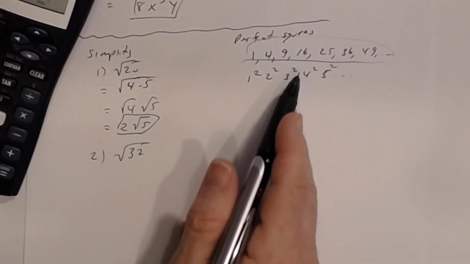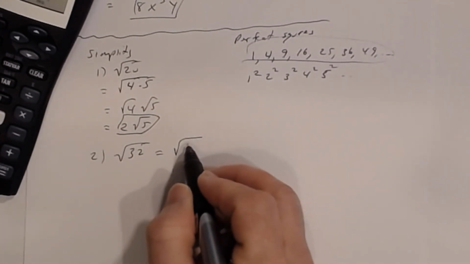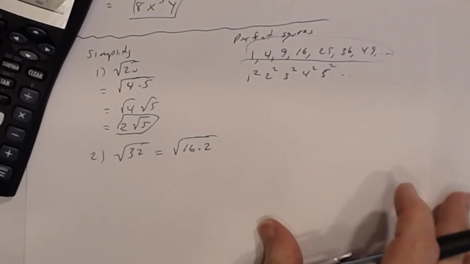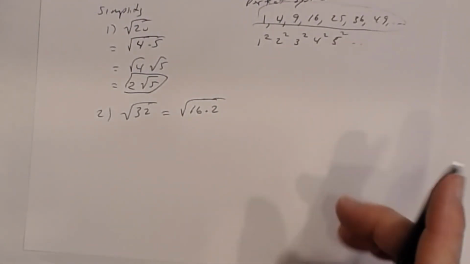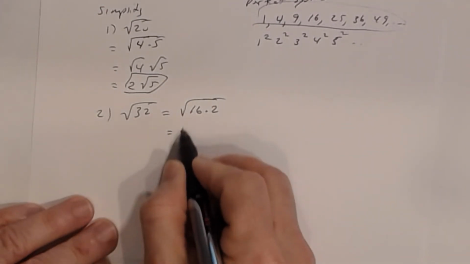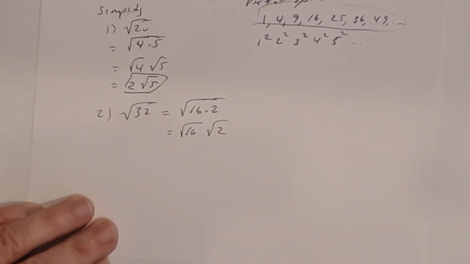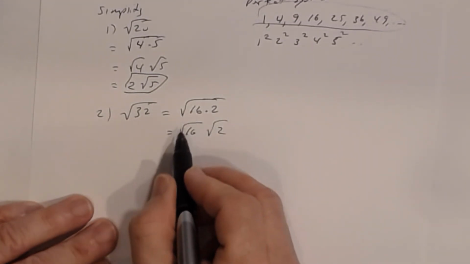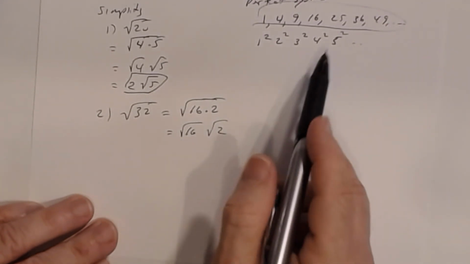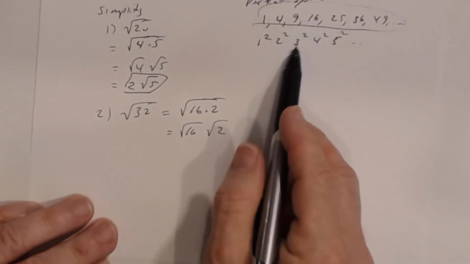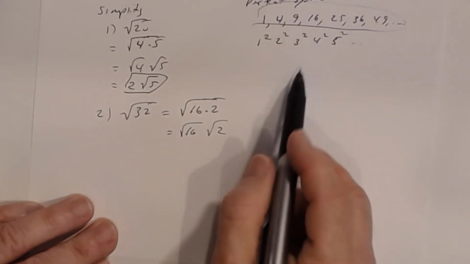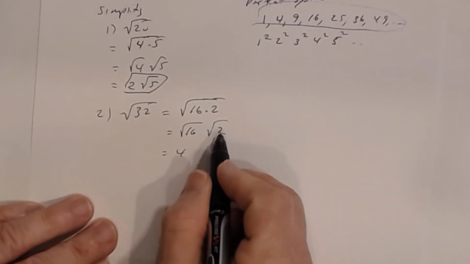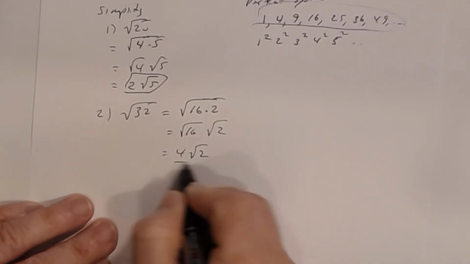It makes things so much easier on yourself. So for example, if I use 16, I can write this as the square root of 16 times 2. Okay? And then using the product rule, this becomes the square root of 16 times the square root of 2. And then I can simplify the square root of 16. 16 is a perfect square, right? And so that means that the square root of 16 is 4. So this is 4. I cannot simplify the square root of 2. The only perfect square that goes into 2 is 1. And so there's your answer.